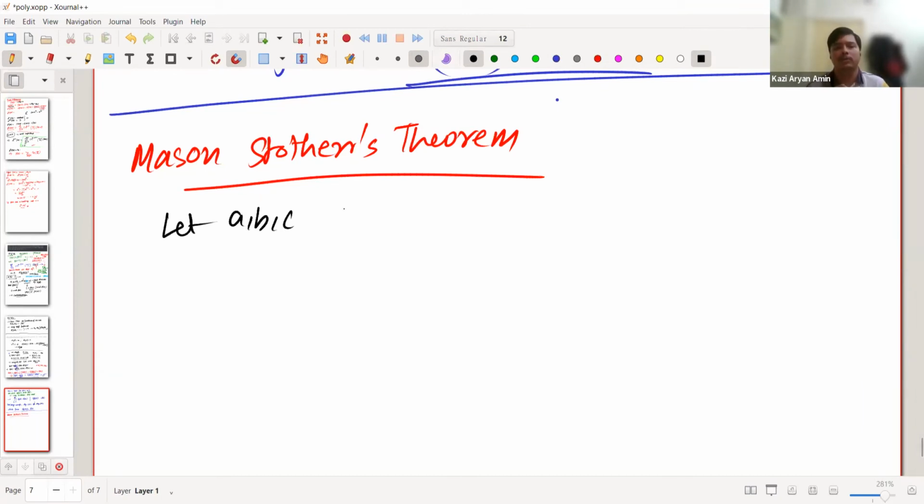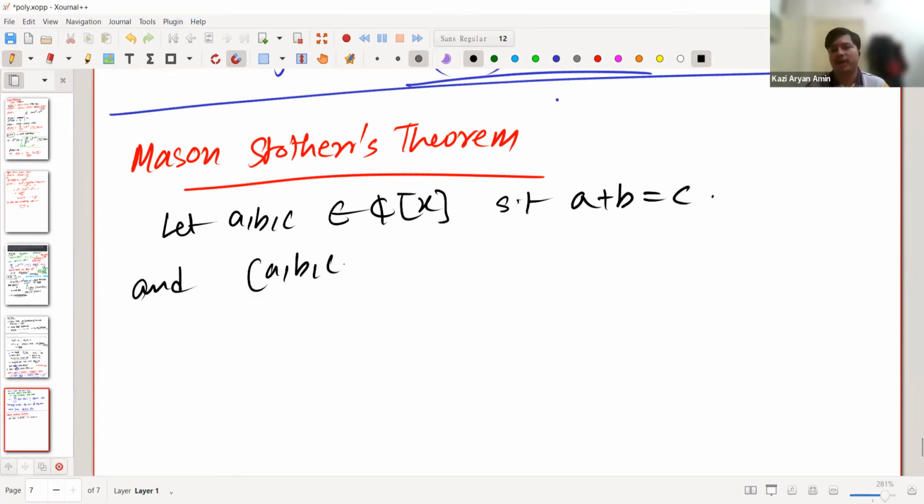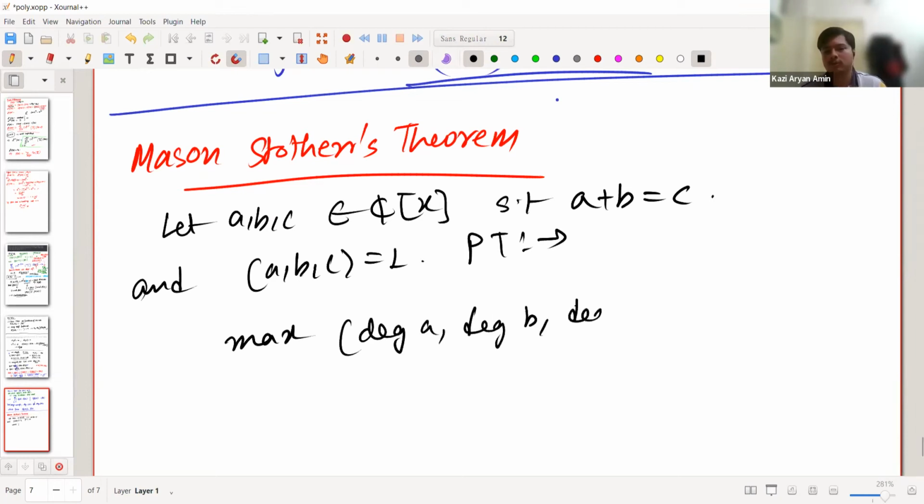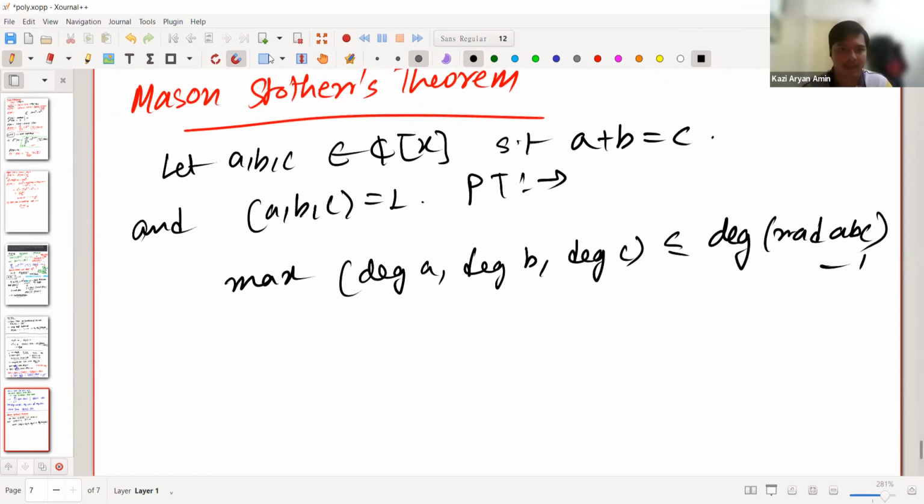Let a, b, c be polynomials with complex coefficients such that a plus b equals c, and they do not share any common factors. Prove that max of degree a, degree b, degree c is at most degree of rad abc minus 1.